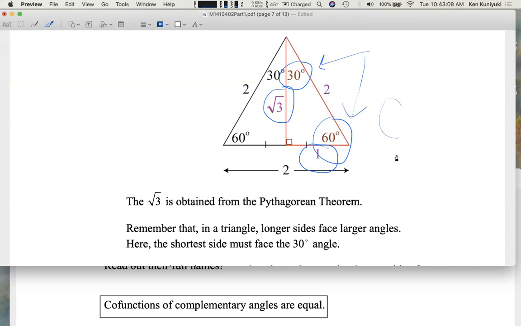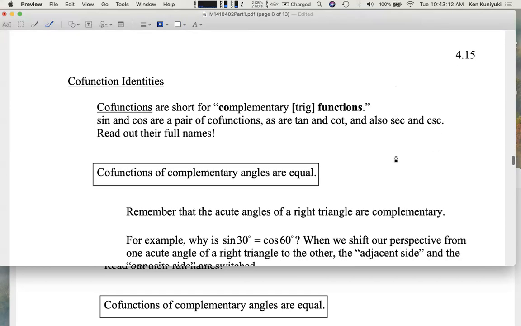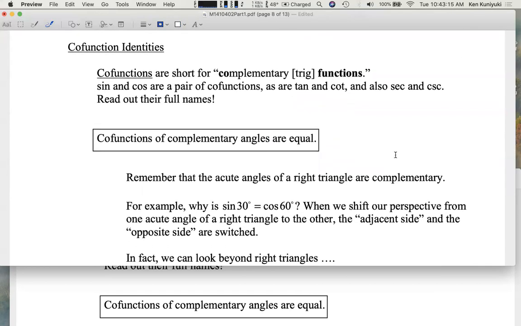Complementary. We are now going to talk about the cofunction identities, which represent the third group of basic trig identities. Remember, we had the reciprocal identities, the quotient identities. Now we have the cofunction identities. Cofunctions are short for complementary trig functions. By the way, I should technically write these out fully, but here I'm using their abbreviations.